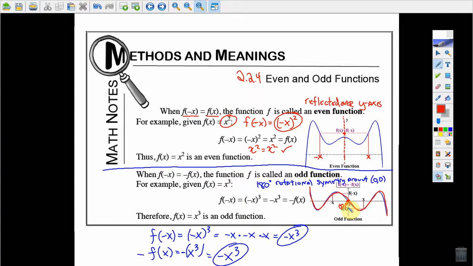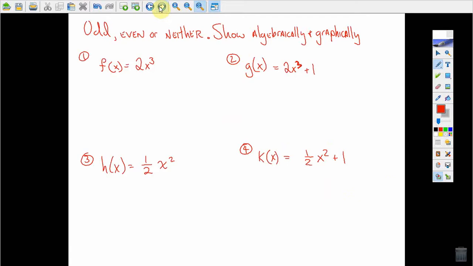All right, and that's what I'm going to leave you with on the next slide, guys. Answer the question, are these odd, even, or neither? And I want you to show it algebraically and show it graphically. Okay? You might want to start with the graph, because I think that's going to be a little easier. And then go back and show it algebraically. Prove it after you've got it on the graph.